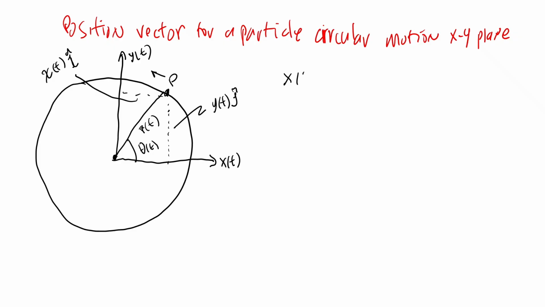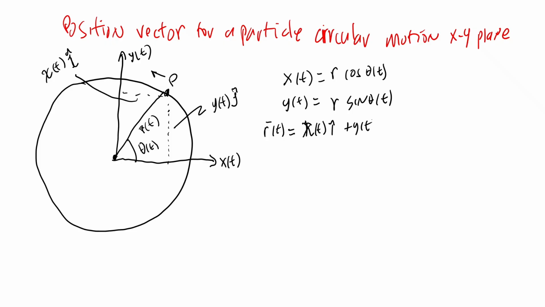Now we know that x of t is equal to r cosine theta of t from the definition of the cosine, and then y of t is equal to r sine theta of t. So there's our basic relationships between the x and y relative to r and then the angle. Now we do know that r of t, the vector, is going to be just x of t in the i direction, plus y of t along the j unit vector.